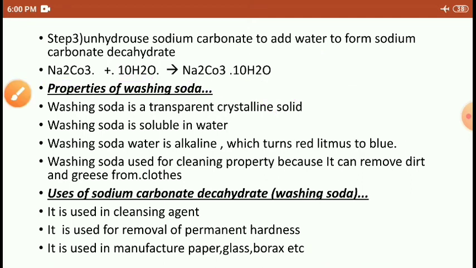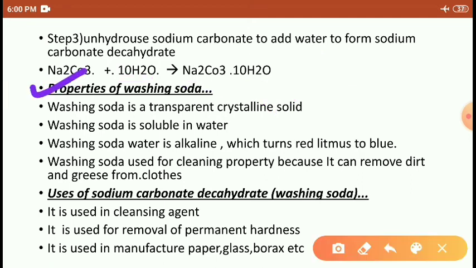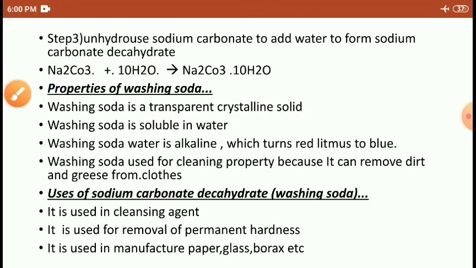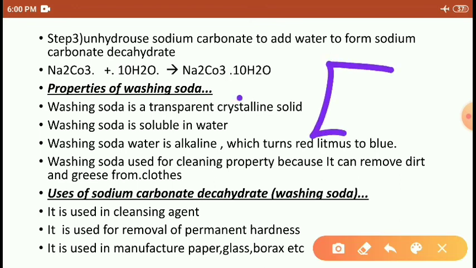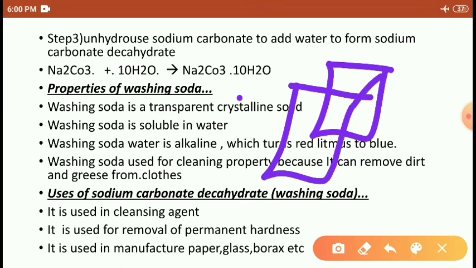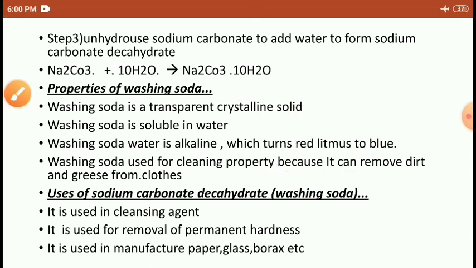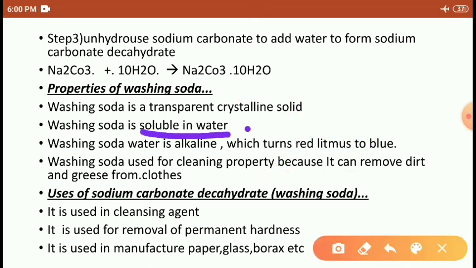Right, students? So the properties of washing soda: it is a transparent crystalline solid. It is transparent like glass. Transparent glass is available. Like that, it is a transparent crystalline solid. Crystalline means it is like a sugar particle, na? Have you seen the sugar particle in your house? It is a crystalline form. Right, students? Okay, and it is soluble in water.